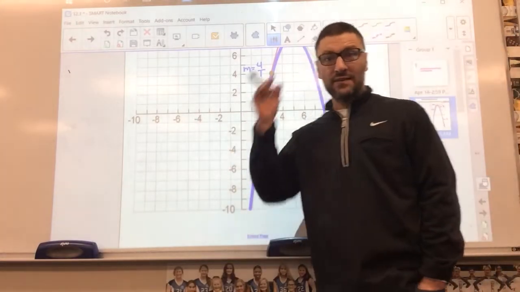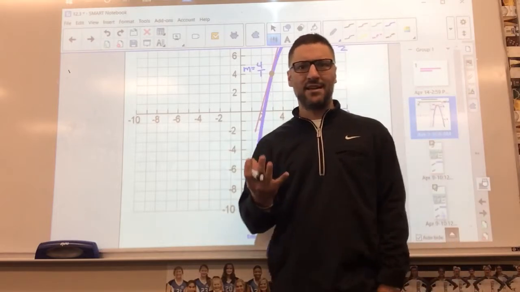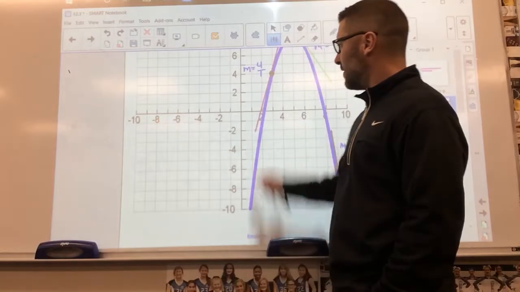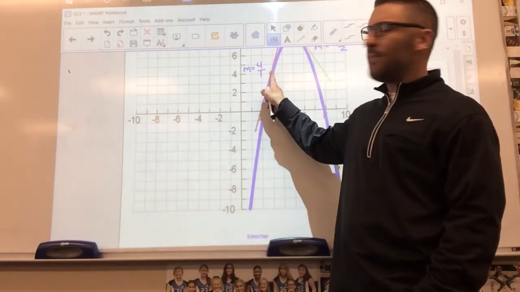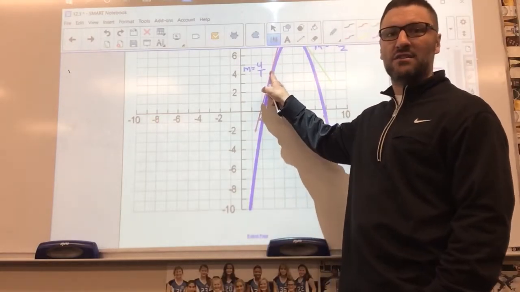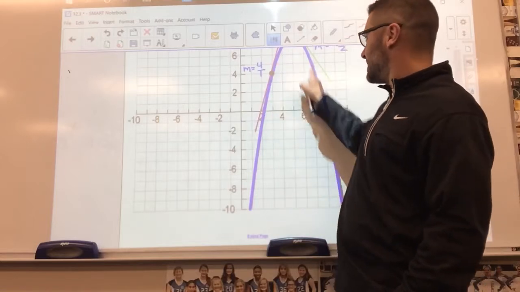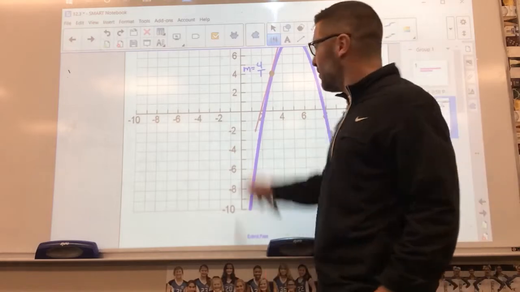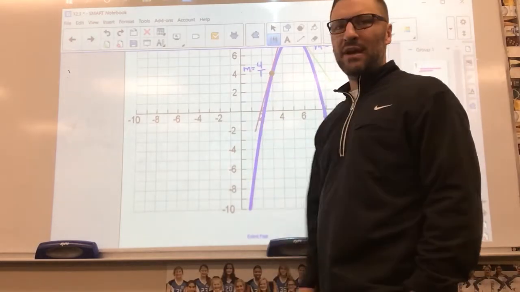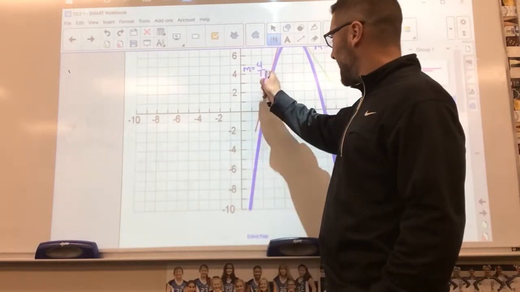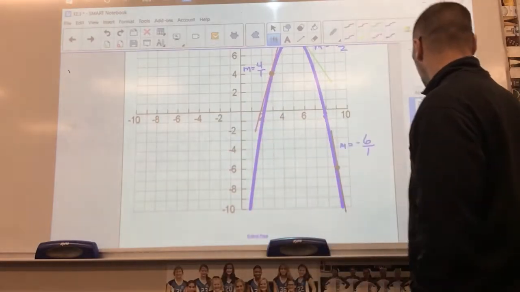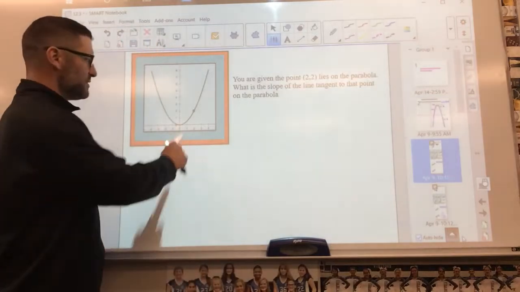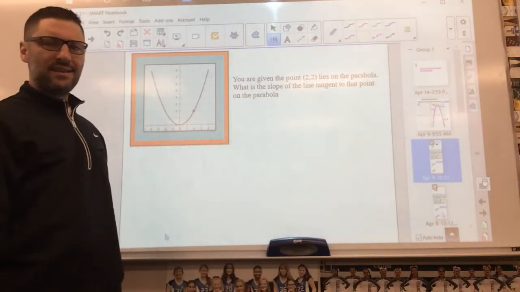And it turns out the slope has another name. It's called the instantaneous rate of change at any given point. So like right here, if you were on that point and you asked yourself, how fast are you changing? Well, it consistently changes at different rates, but right there, exactly at that point, it's changing by a rate of 4 over 1 at that exact point. Okay, and that's something we haven't been able to do yet. So here's the idea. You're given the point 2, 2. I got this point right here, and it lies on that parabola.